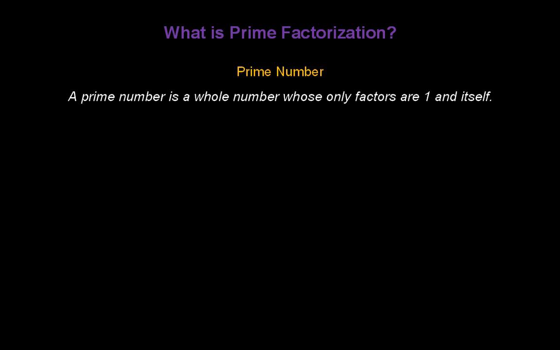What's a prime number? A prime number is a whole number whose only factors are 1 and itself. Take the number 2, for example. What numbers can I multiply together to give me a 2? There are only two numbers: 1 and the number 2. Take the number 11. What numbers can I multiply together to get 11? The only two numbers are 1 and 11. So 2 and 11 are just two examples of prime numbers.